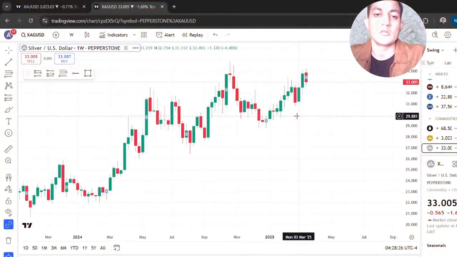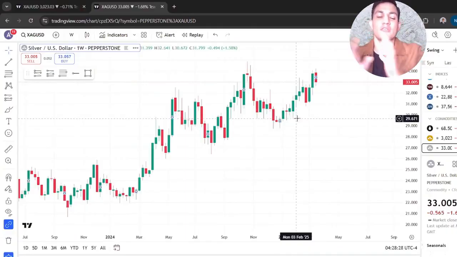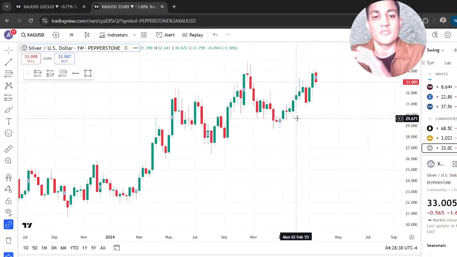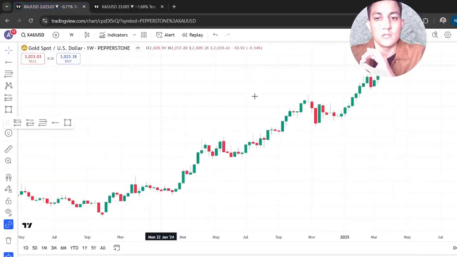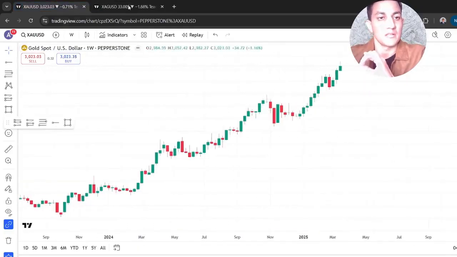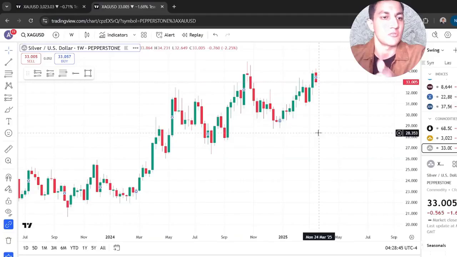I want to show you something called SMT divergence. I don't want to make it too complicated, but I want to show you how you can pick the best setups, right? Because if you're trading, let's say 2 pairs, you want to be trading the best setup on the day, right? So what you need for this is a very similar market. So gold and silver are very, very similar markets, right? And it's pretty self-explanatory. They're both precious metals, very similar markets. We can compare these two markets.